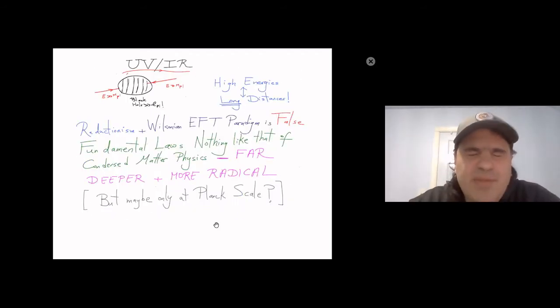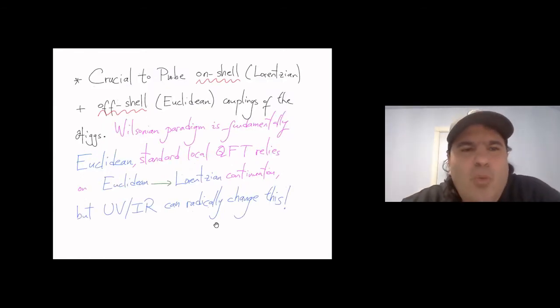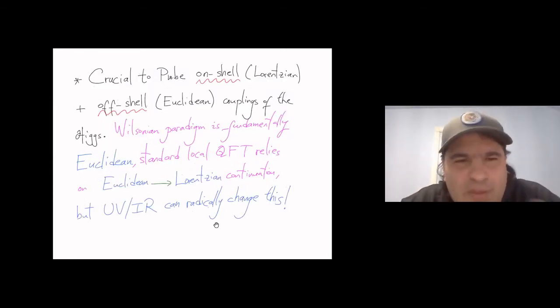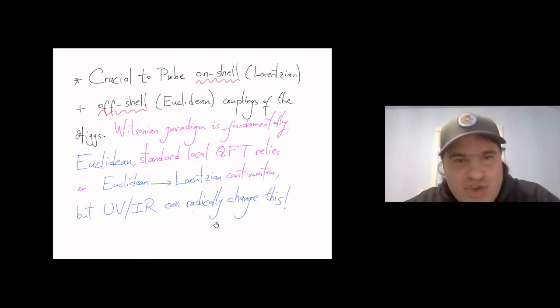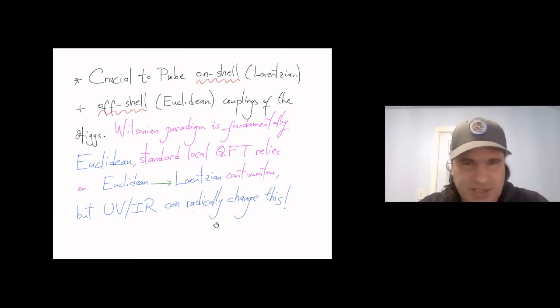But there is an important feature to this, which I'm going to stress in a second. Since we know this Wilsonian picture is incorrect, it tells us that it's crucial to probe not only the on-shell Lorentzian properties of the Higgs, like how it's produced and how it decays, but also the off-shell Euclidean couplings of the Higgs.